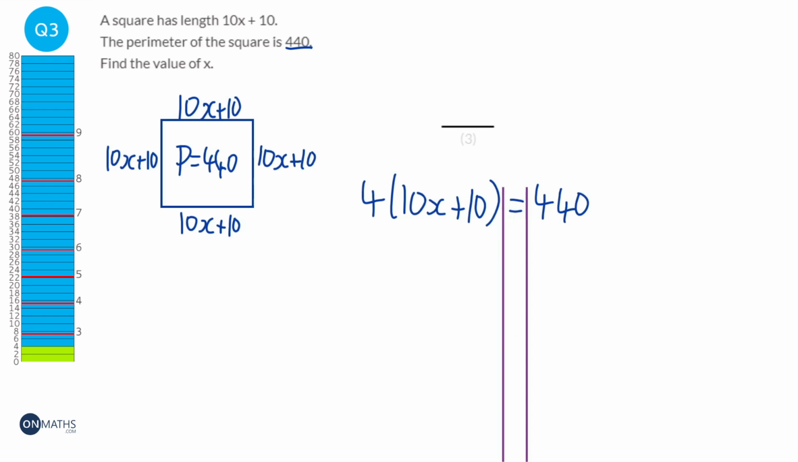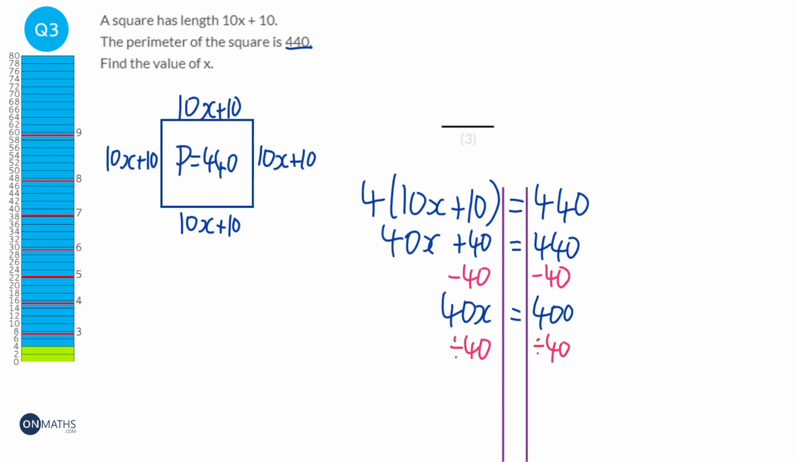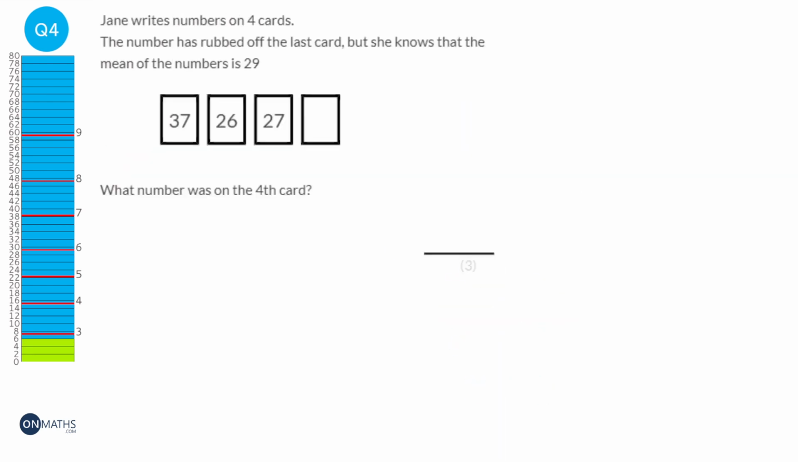So put our lines in, because we're going to solve, and we're just going to start by expanding the brackets. So that'll be 40x plus 40 equals 440. Then we're going to get rid of the plus 40 first, so take away 40 both sides. And so that would be 40x equals 400. And then we get rid of the 40 before the x, so we divide both sides by 40. And we've got x equals 10. So our answer is 10.